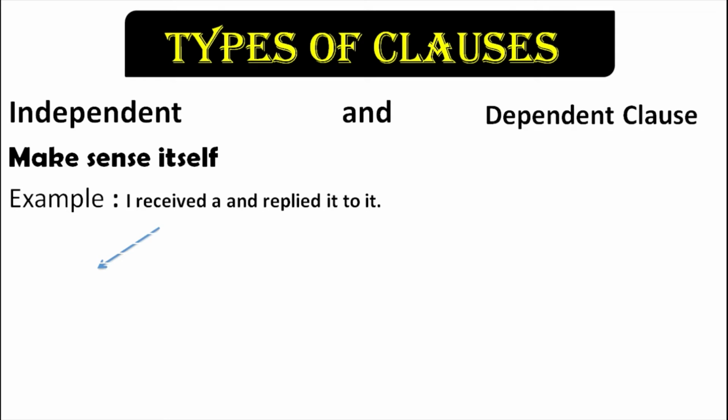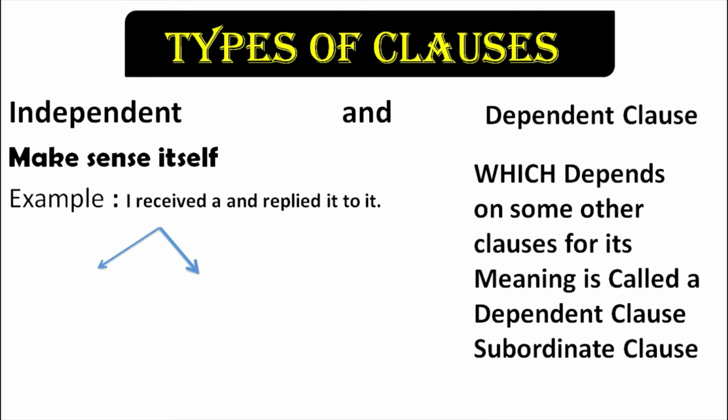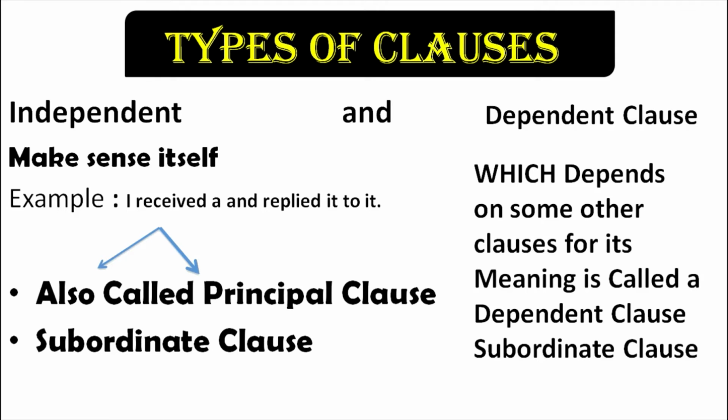Okay. So there are two types of clauses. The second type is the dependent clause, which depends on some other clause for its meaning. It needs another clause or other words for its complete meaning. So that is called a dependent clause or subordinate clause. We also call them the principal clause and subordinate clause. So there are two types of clauses.